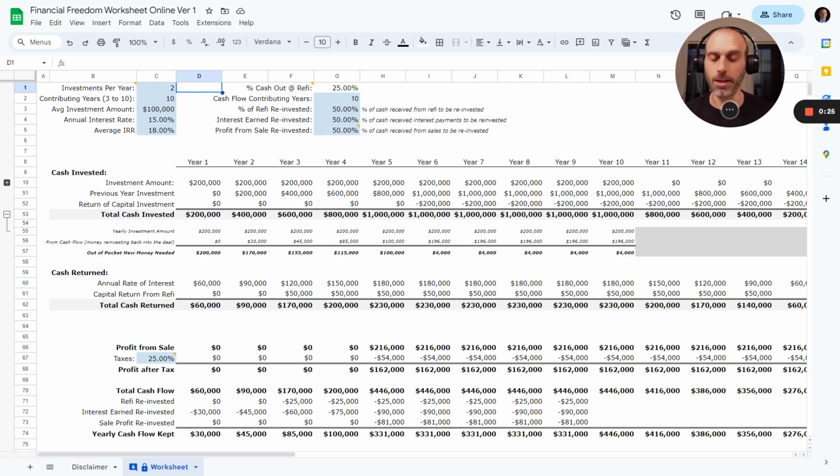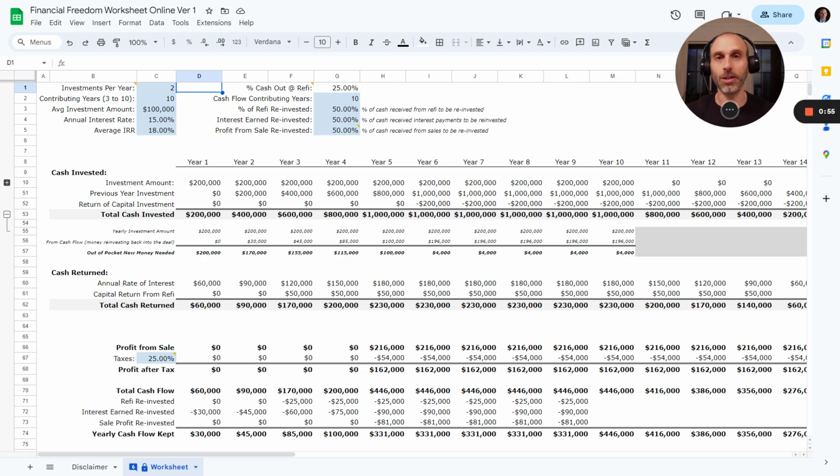Some disclaimers, right? Number one, this is not a guarantee of any sort of returns, any sort of performance. This purely is a tool to experiment and see what it would be like potentially if you invested X amount of dollars for X amount of time over a period of time, using some averages that we, in our field, use for what returns could possibly look like, and what the tax implication of that could look like.